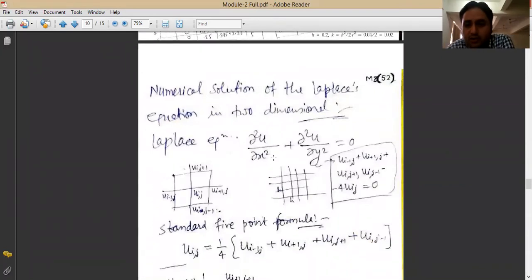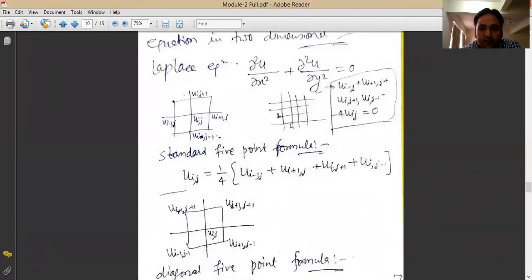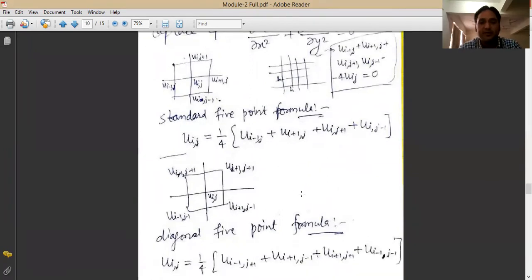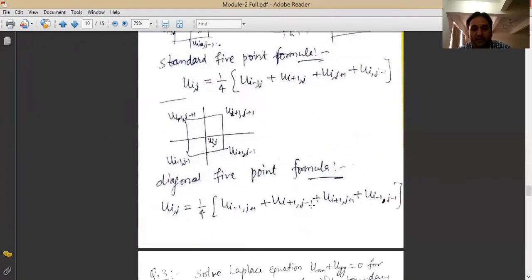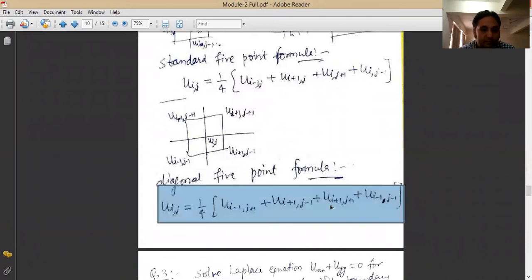Now, if you talk about solving the Laplace equation in 2 dimensions, this is the Laplace equation, dou square u by dou x square plus dou square u by dou y square equal to 0. Then standard 5-point formula, this is what we have. There are two formulas. One is the standard 5-point formula. Another is the diagonal 5-point formula. Right. Now, how to calculate standard: you check this top value plus lower value, left value, right value, divided by 4. That is the structure of the formula. Remember it. Diagonal means all the diagonal values will be added and divided by 4. That is the diagonal formula.